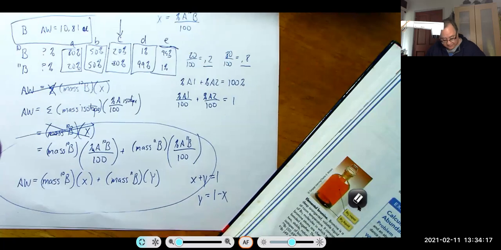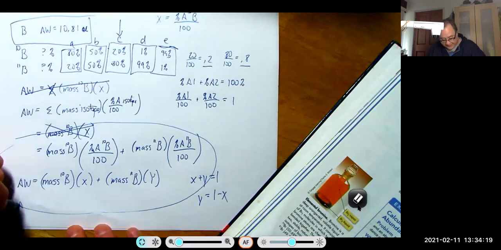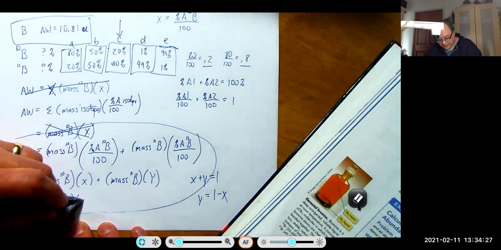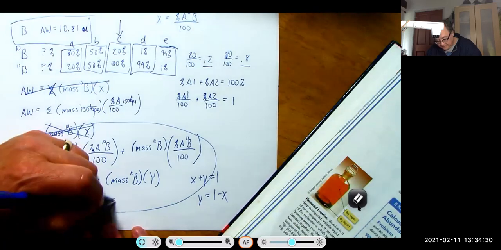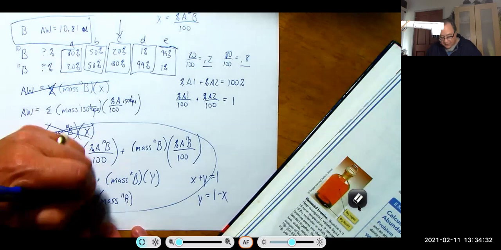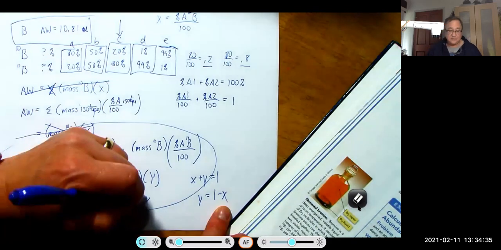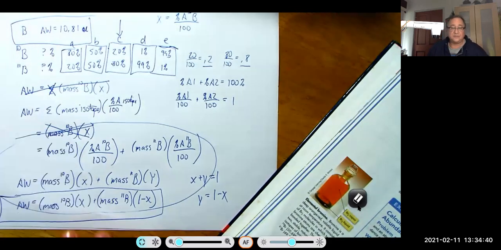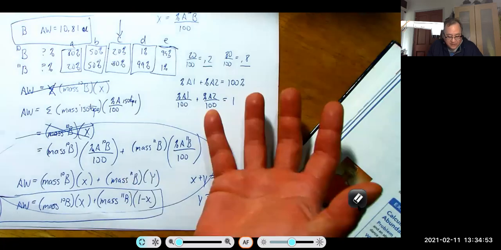So what do we do with that? We say that the atomic weight is, I'm going to go ahead and put the mass of boron 10 times X plus the mass of boron 11 times not Y, but 1 minus X. So here you have one equation and you just solve for X. A little bit of algebra and you're home free. And you might be asking, I never gave you the mass of boron 10. What are you going to use?